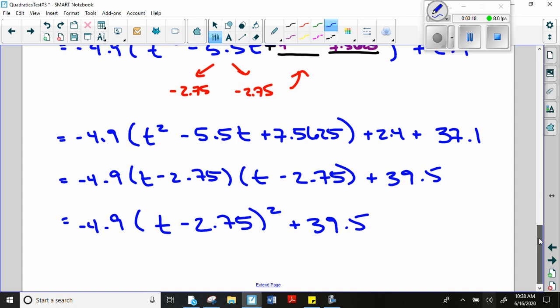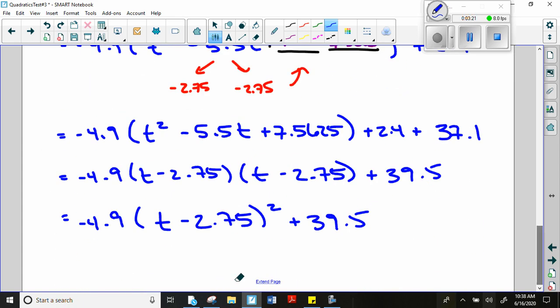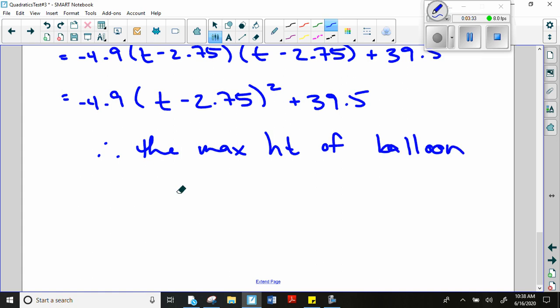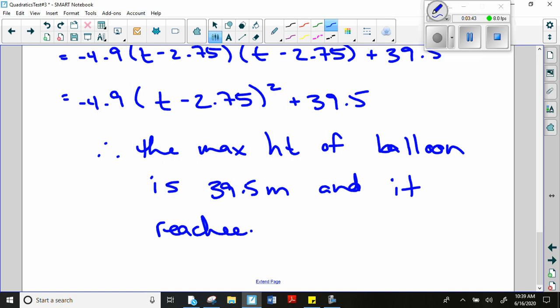What does this question want? Determine the maximum height of the balloon. Therefore, the max height of the balloon is 39.5 meters. And just for fun, it reached it at the opposite of the vertex value, so we would take the positive 2.75. That's when it happened, at 2.75 seconds.